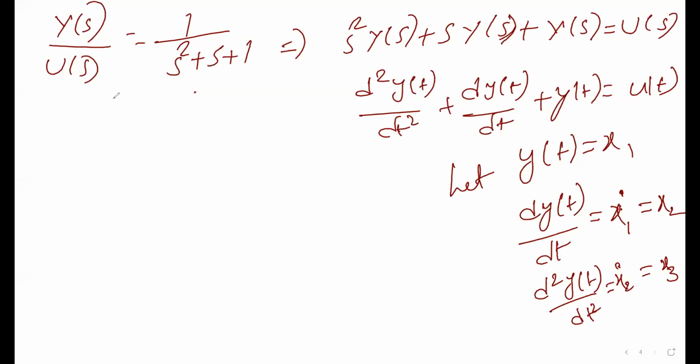Now it's time to replace the things. So what is d square y of t by dt square? x3, sir. Don't take the x2 dot. We have to take it like this, Nana. I told you, to find the state matrix.